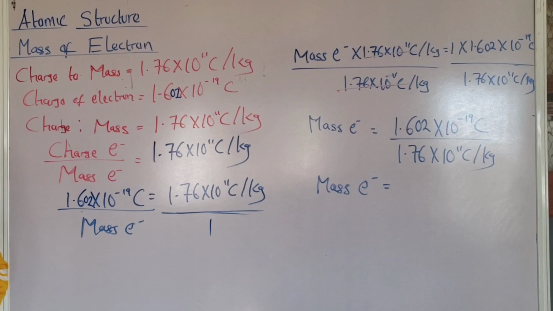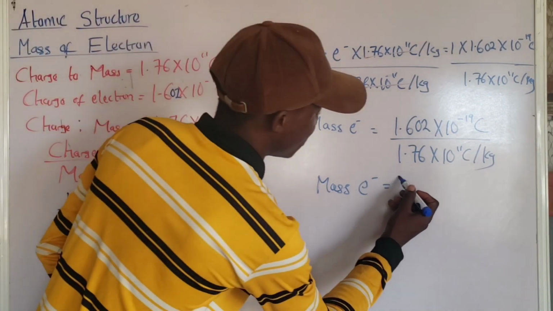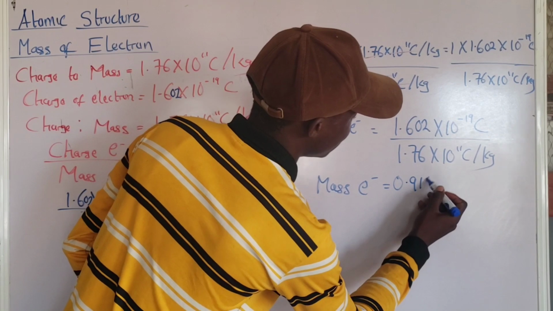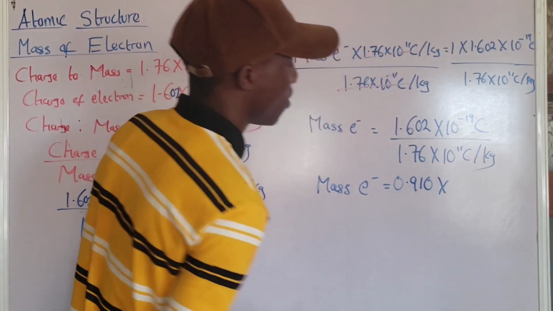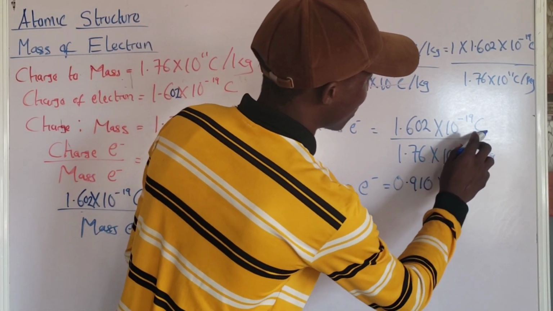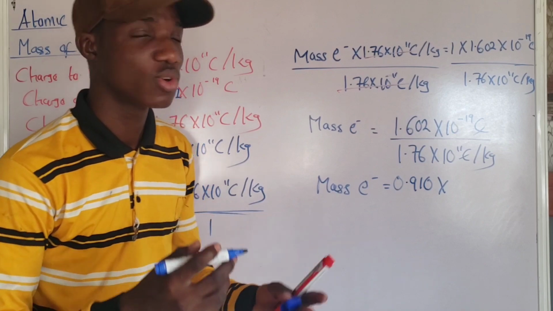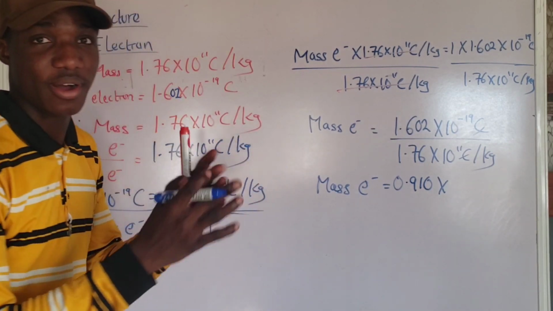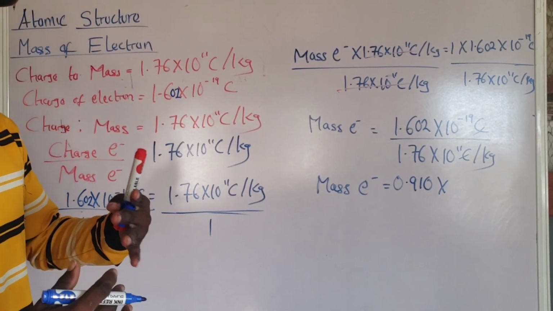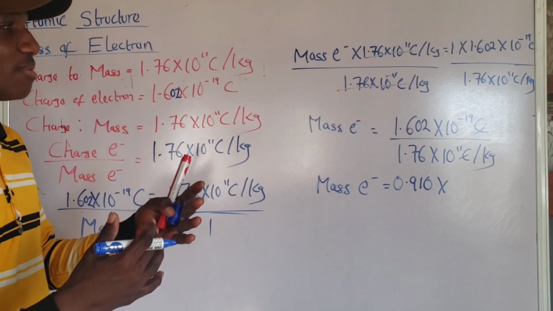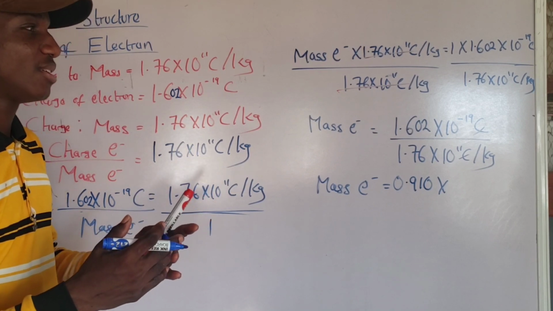That will be 0.910. You understand? 0.910 multiplied by, now see, this coulomb is going to cancel this coulomb. So we are left with what? Kilogram. I'm very sure you understand standard dividing numbers to the power of 10.